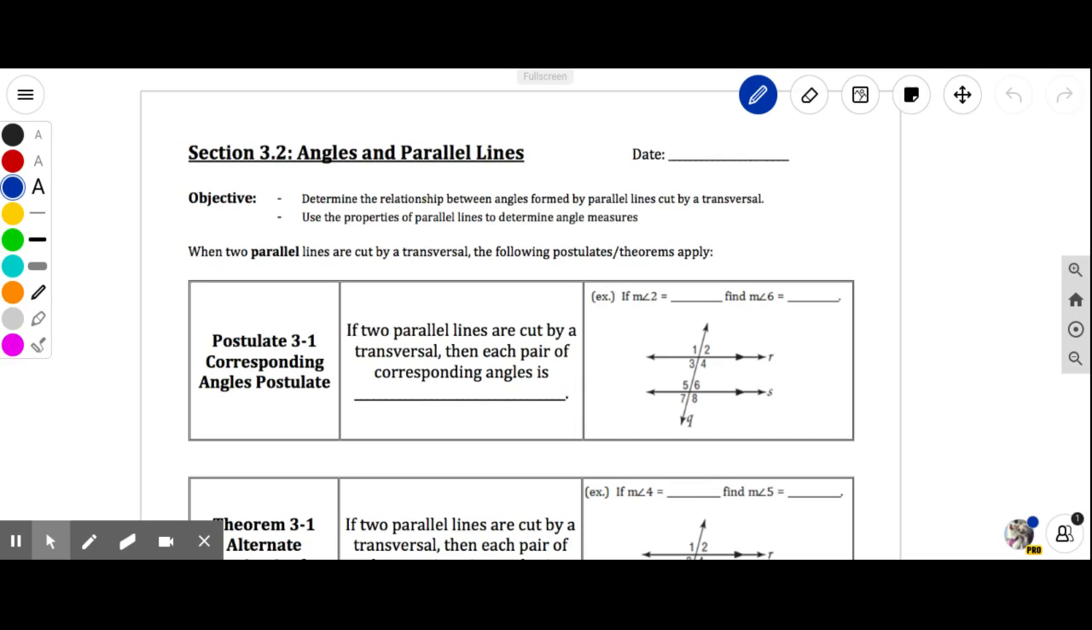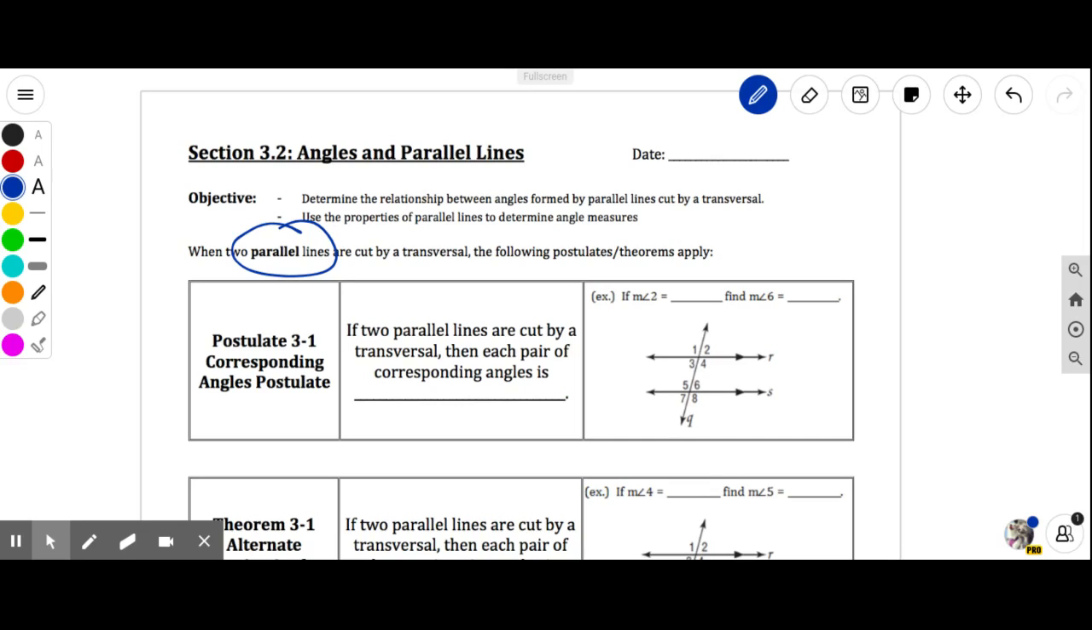Hey everyone. So now that we have learned all the different names of the angle pairs in the last section, now we're going to learn about what happens when the lines that create those angles are parallel. These relationships are only true when two parallel lines are cut by a transversal. If you just had two random lines with a transversal, these relationships are not true for something like that.